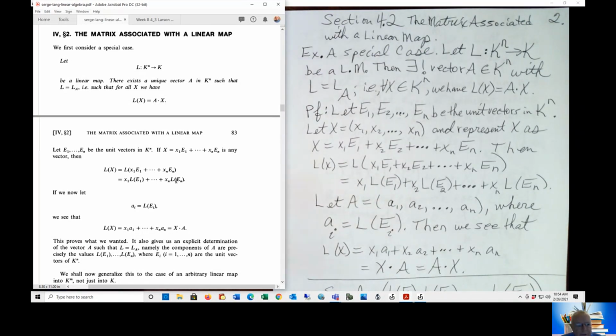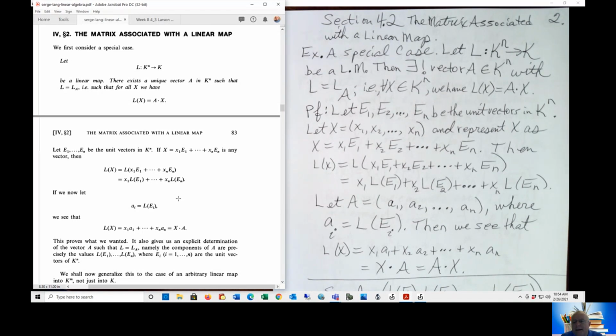So let's start first with a special case before we look at the general case. Suppose that L is a linear mapping going from K^n into K. Then we contend that there exists a unique vector A in K^n so that L equals L sub A. That is, for all x in K^n, we have L of x equal A dot x. And again, that is a dot product.